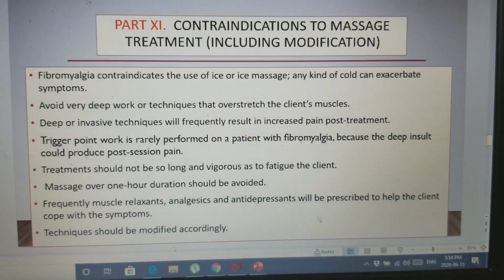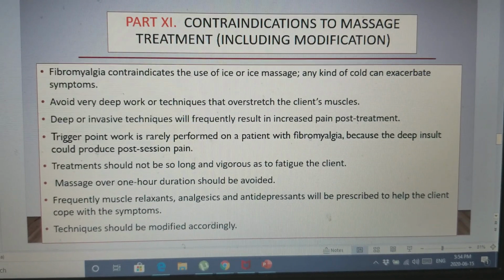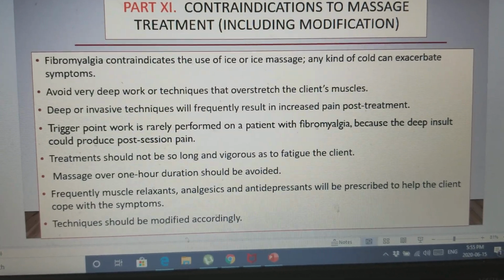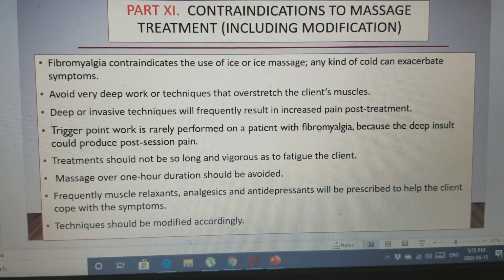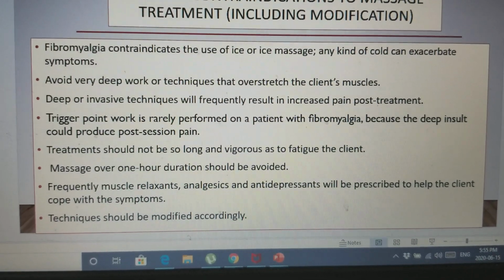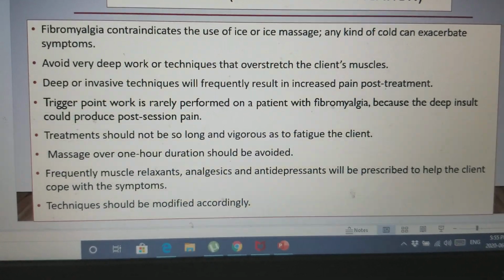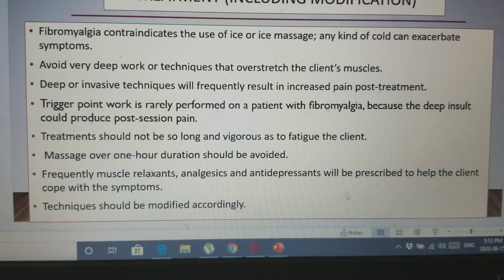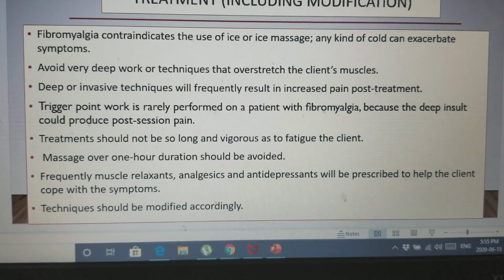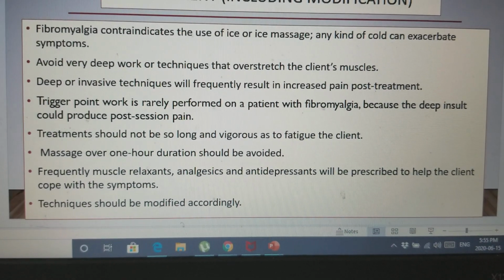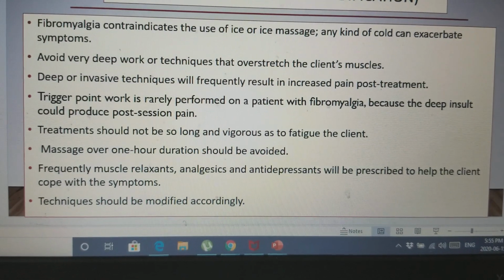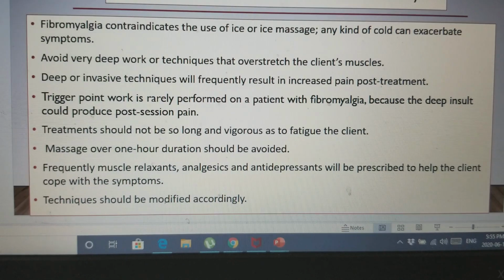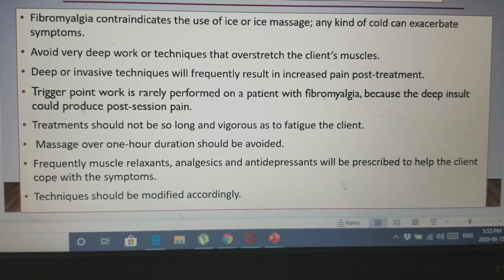Here are some contraindications in treating fibromyalgia condition or disease during a massage treatment, and some other modifications. As a practitioner, especially a massage therapist, these are some contraindications that you have to look into or consider before treating a patient or a client with a fibromyalgia condition.